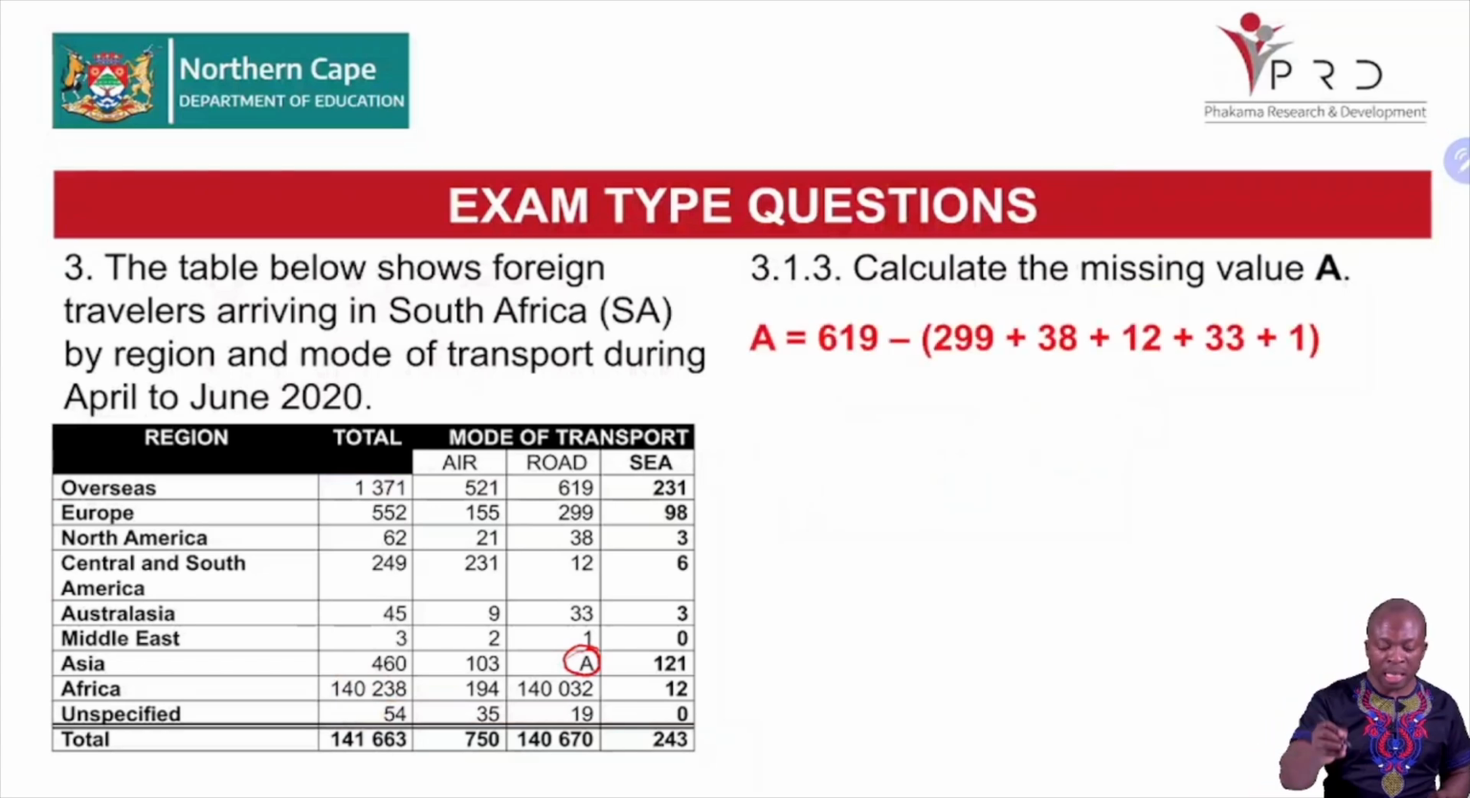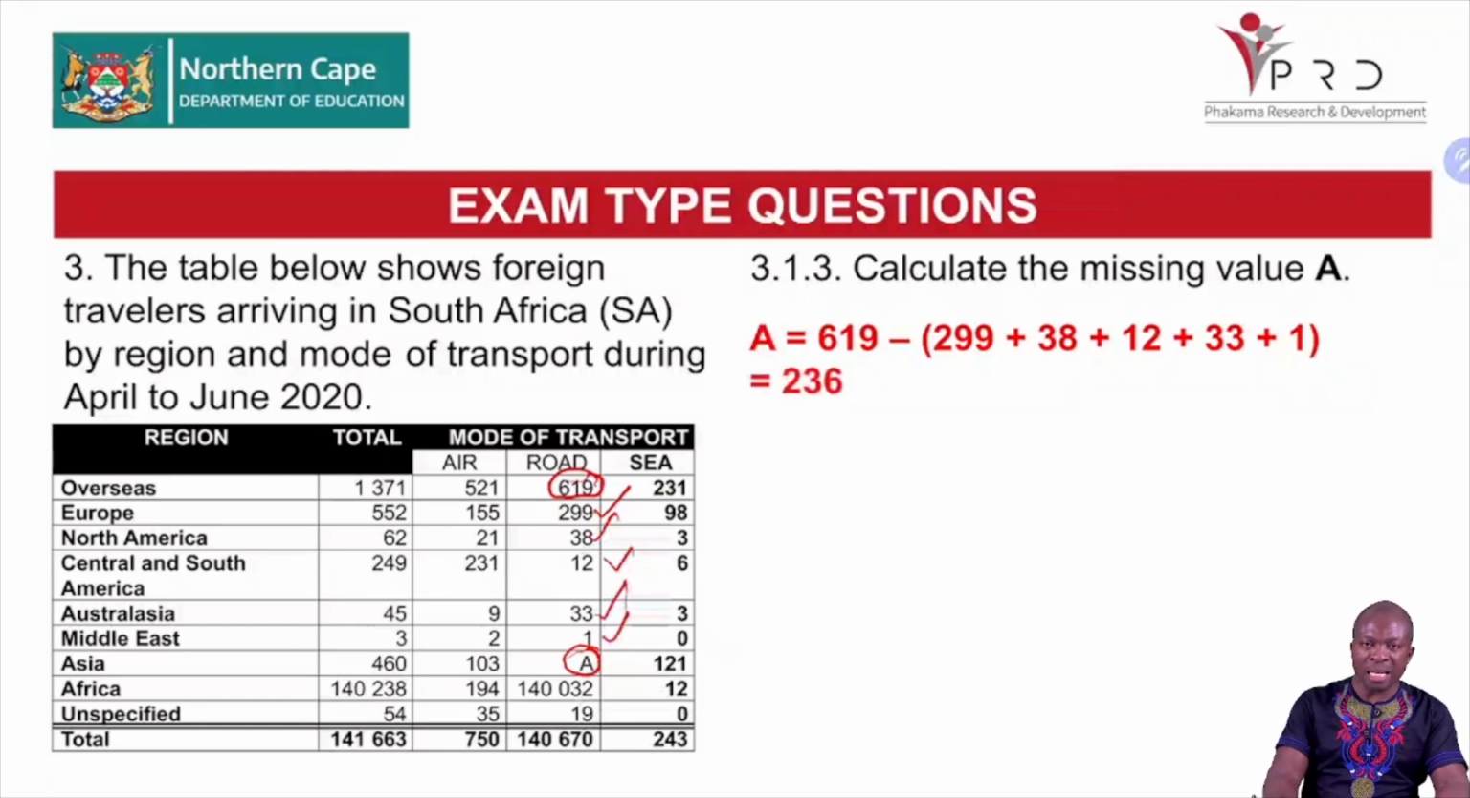Welcome, my learners. So this is how I wanted you to do it. The value of A is given to us there. So the only thing that I wanted you to do is to take this total for all those people from overseas. Then you subtract the 299, you subtract the 38, you subtract the 12, you subtract 33, you subtract the 1. Can you see all those from overseas? They are not around here. They are from far. They are from other places of the world. So you subtract all of them and you are going to get 236. Meaning, if you add 236 to the 1, the 12, 38, 29, you're going to end up getting 619.